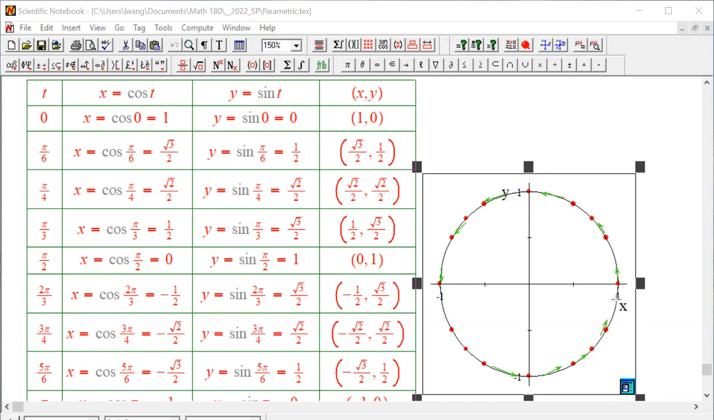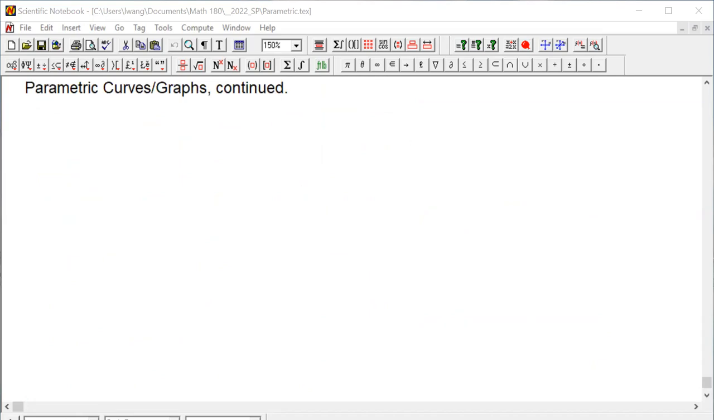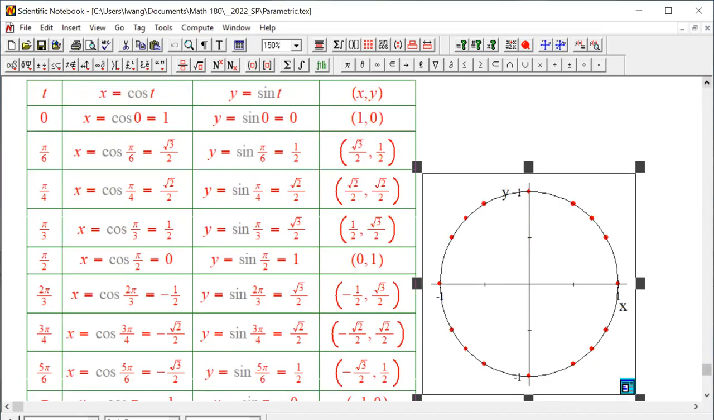So if you imagine there's a particle going around at a certain speed, in 2 pi seconds or minutes or hours, it is going at this rate, going around the circle round and round. So that would be the trajectory. Okay. And in this lesson, I'm going to show you another example.